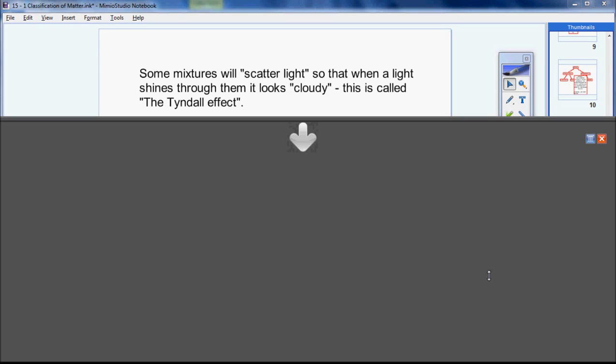Make sure, let's write this down. Some mixtures will, quote unquote, scatter light so that when a light shines through them, it looks cloudy, and this is called the Tyndall Effect.